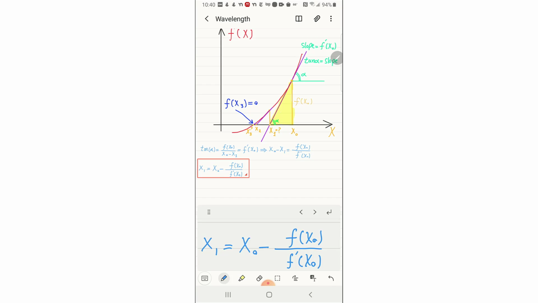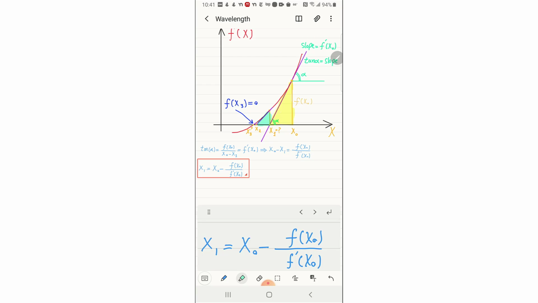So if we continue the iteration, we obtain x2 with the same approach. We have this triangle, the green one. With the same approach, we obtain x2, and then we continue iteration and we obtain x3, which is our root. So that's the basics of Newton's method, as simple as that.